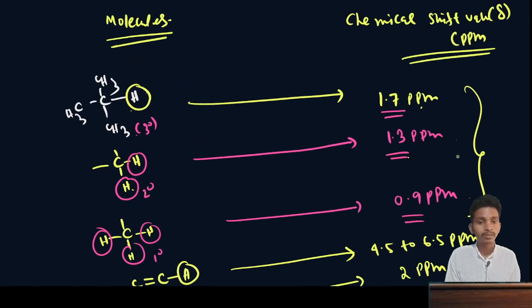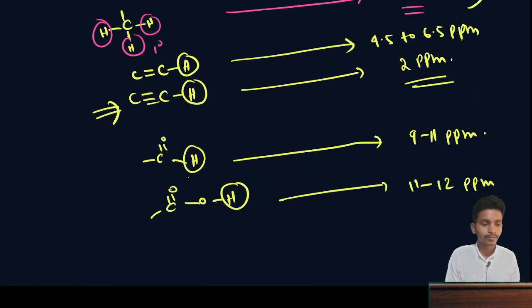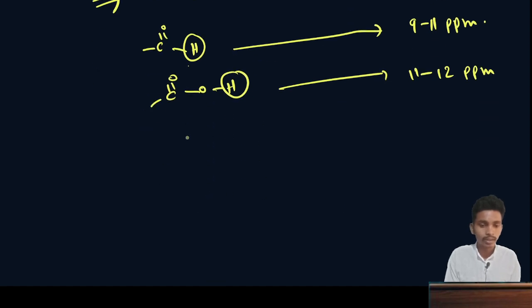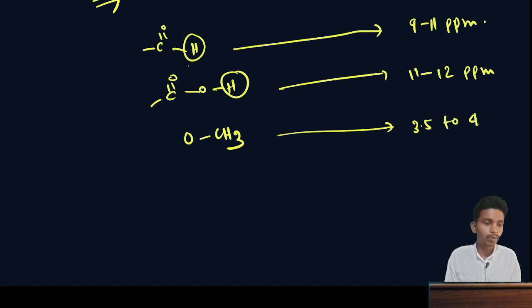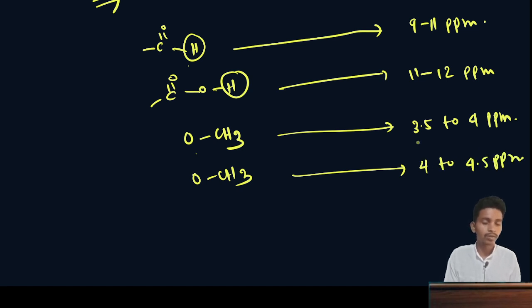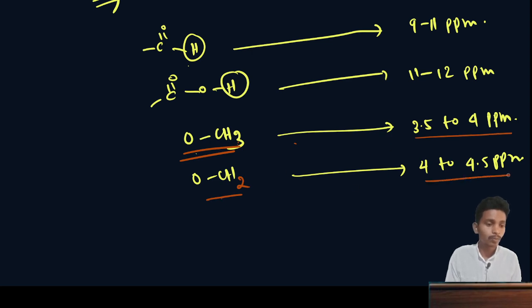Okay, so now what we have discussed, another thing, if it is OCH3, then this H has a chemical shift of 3.5 to 4 ppm. Okay, OCH3, and the OCH2 value will be higher than OCH3, that will be 4 to 4.5 ppm. Note that the OCH3 value is lower than OCH2. OCH3 value is lower than OCH2. This has 3.5 to 4 ppm, and this is 4 to 4.5 ppm.